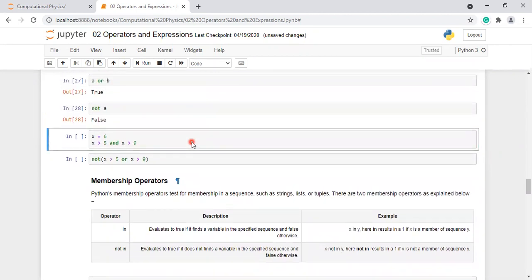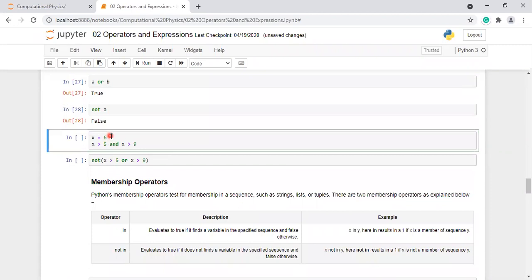Now x equals 6. Assign the value 6 to the variable x. Now here we have x greater than 5. Is it true or false? True, 6 is greater than 5. Now, 6 is greater than 9. Is it true or false? False. So with true and false, the and operator gives false. The answer will be false.